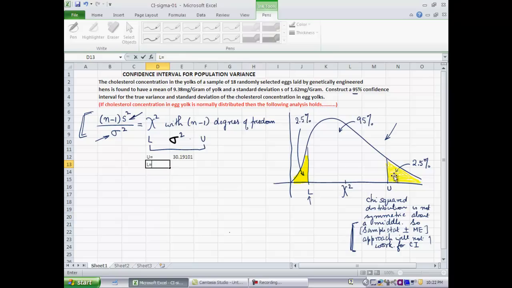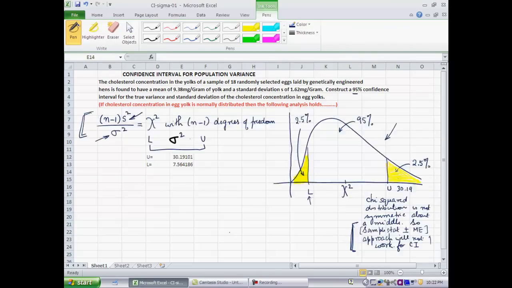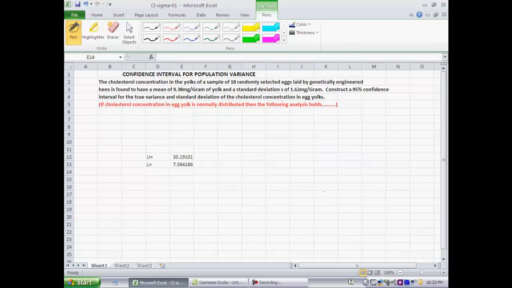L is equal to chi inverse of, again, now I have to provide the probability to the right of L. Since I'm trying to locate L, what's the probability to the right of L? It's 0.975. Okay, and 17 degrees of freedom, I get 7.56. Therefore, I have my U is 30.19 and my L would be 7.56.